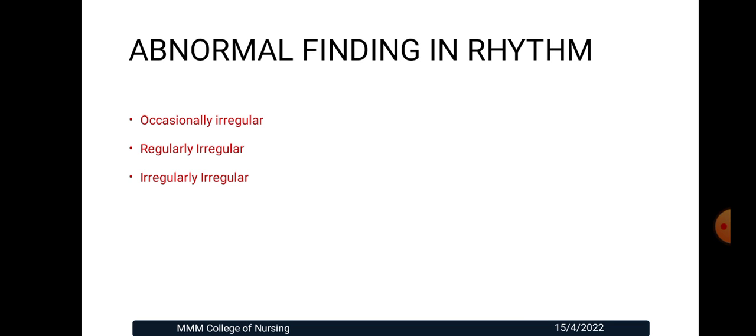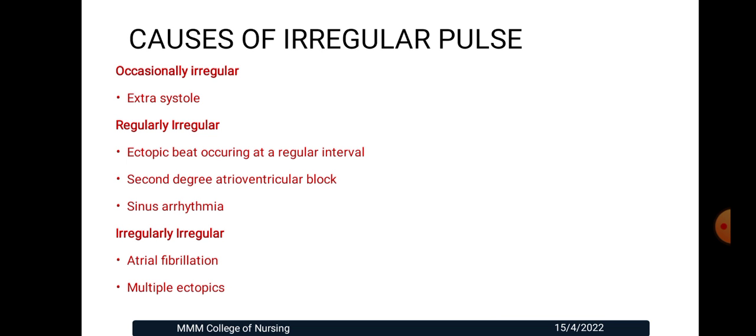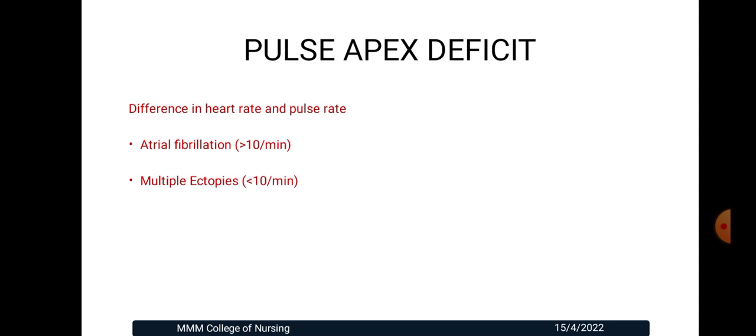Coming to the abnormal findings in rhythm: occasionally irregular, regularly irregular and irregularly irregular. The causes of irregular pulses: occasionally irregular is due to extrasystole; regularly irregular is due to ectopic beats occurring at a regular interval, second degree atrioventricular block and sinus arrhythmia; irregularly irregular is based on atrial fibrillation and multiple ectopics.